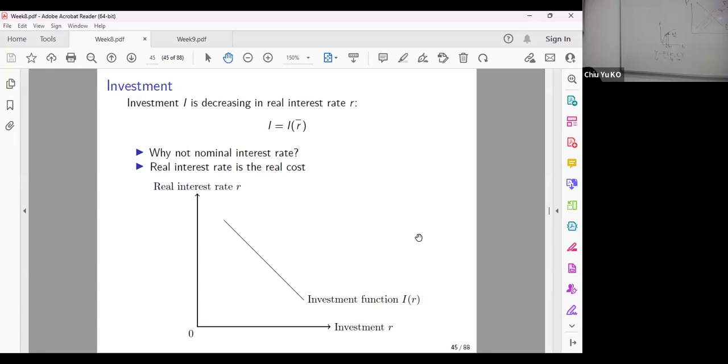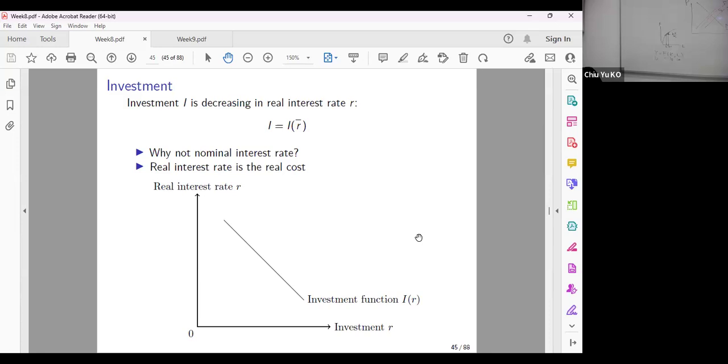The idea is the standard idea of the discount cash flow model, or the internal required return model, right? The higher the interest rate, the fewer projects that are profitable, right? The lower the interest rate, more projects become profitable, right?